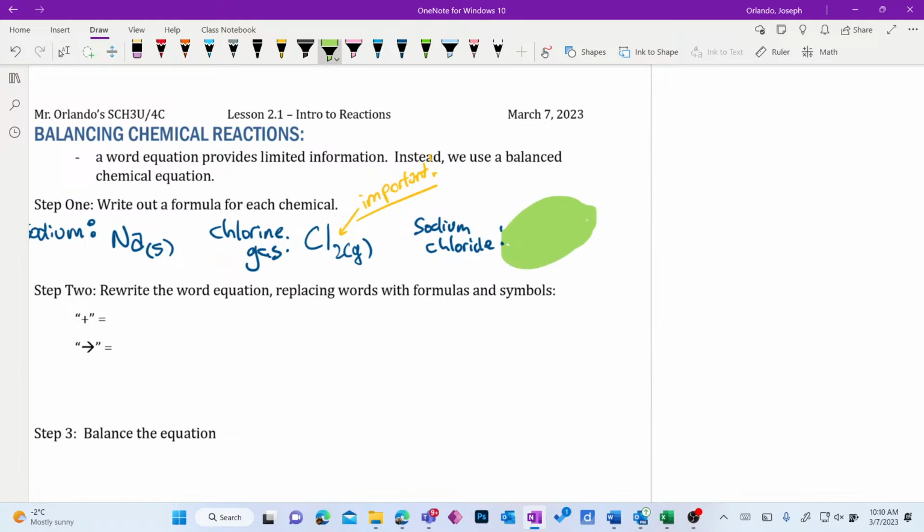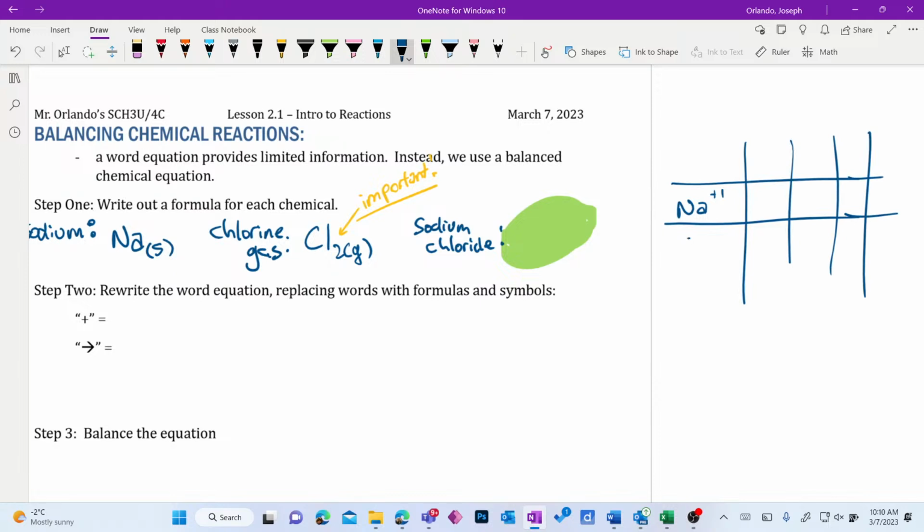Every time you figure out the formula of something, you're not just going to say, oh, sodium and chlorine. We're going to remember, oh yeah, we know how to find the formula of an ionic compound. Sodium takes what charge? +1, right? If we had the table in front of us. And does anyone remember off the top of their head what chlorine takes as a charge? -1.